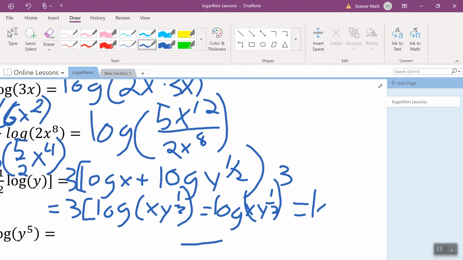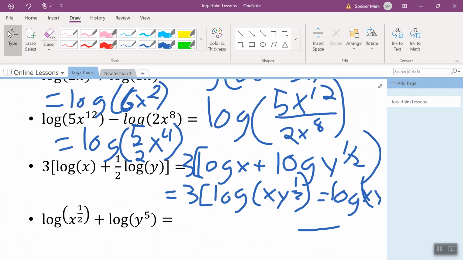Log of x to the 3rd, y to the 3 halves. You also could write it as a radical, but that seems simple enough to me. On to the last example before I show you a special case.